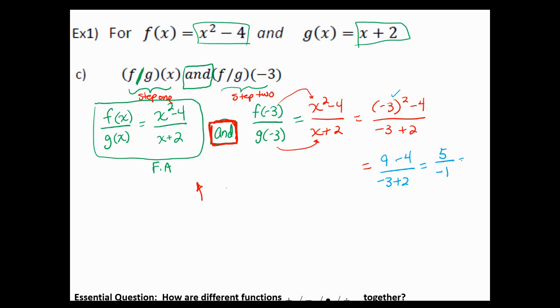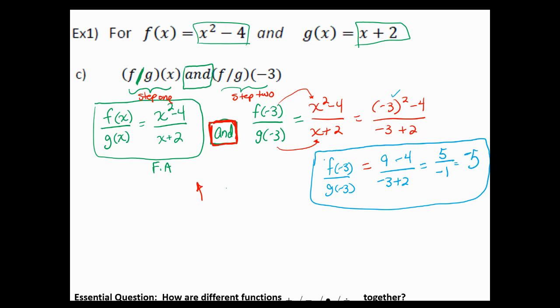Can that reduce? It's -5, right? Positive divided by a negative. Okay, so f of -3 divided by the g of -3. That final answer is that -5 in the back. You can hit pause if you need a minute.